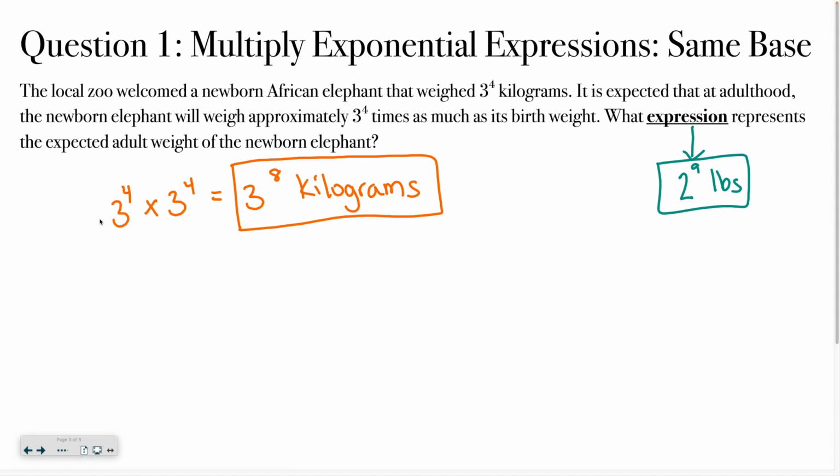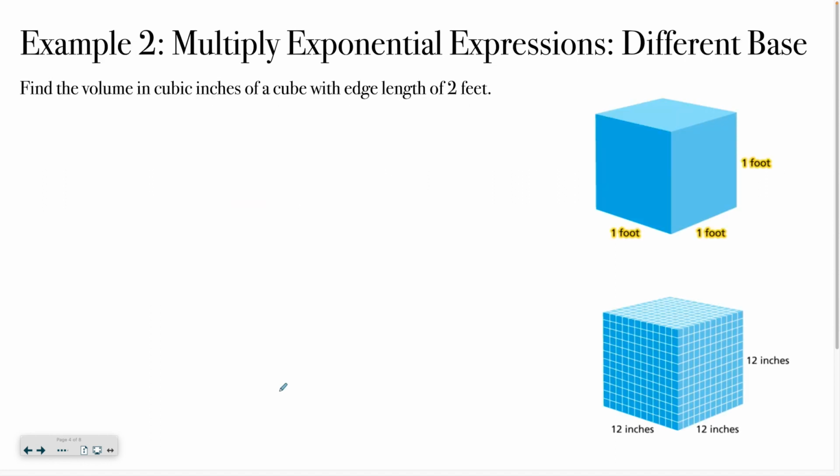Okay, for this problem, hopefully you said 3 to the 4th times 3 to the 4th. Well, my base appeared twice, so I just write that base, and then 4 plus 4 is 8. So that's how I got 3 to the 8th kilograms. If you have questions about that, please be sure to reach out for some help. I'm happy to help you.